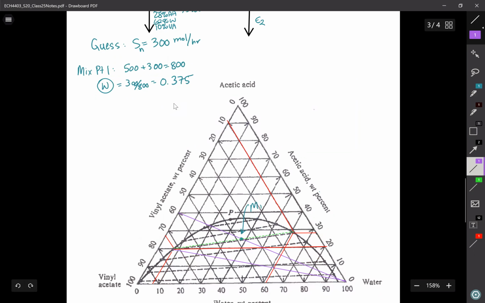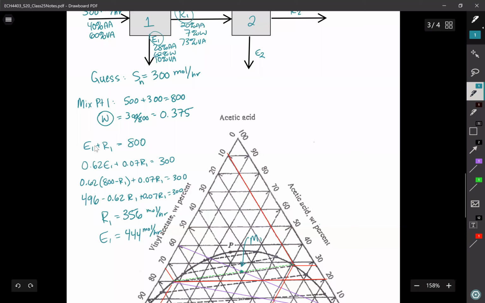You'd get stuck at this step because in order to find where along the mixing line this next mixing point lies, you have to know what the flow rates are. So go ahead and calculate those flow rates. Here's the work for that if you're interested. Again, 2 material balances, 2 equations. I find that my raffinate is 356 and my extract is 444.